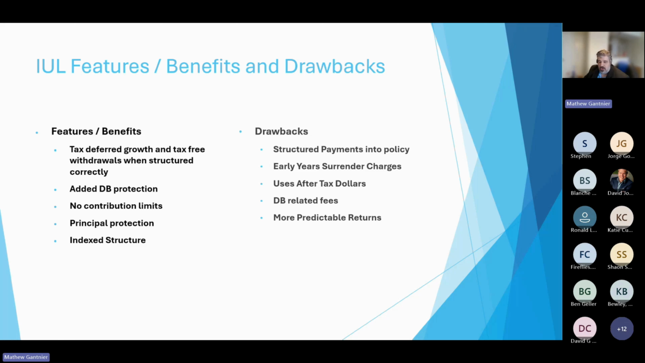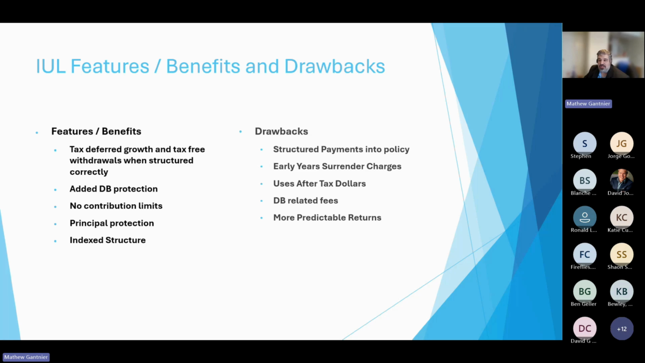It does use after-tax dollars, just like the Roth IRA does. It does have death benefit related fees. This is still a life insurance product. As such, it still has life insurance fees. That's what offers that death benefit protection on the front side. That does have a cost associated with it, and the client does pay that, which means that those dollars aren't directly growing. But as you'll see when we compare some numbers, it actually doesn't have as much of a drag on the policy as one might think.